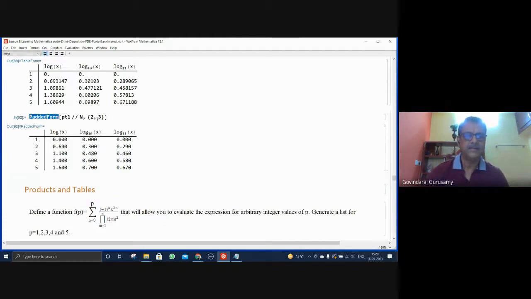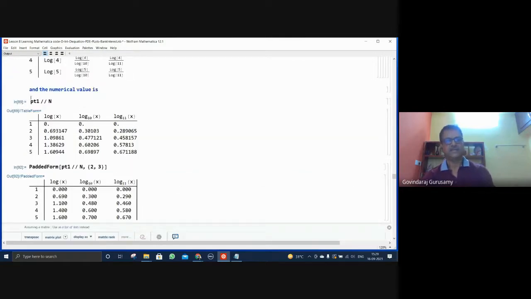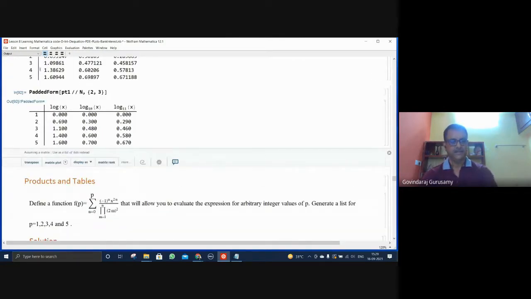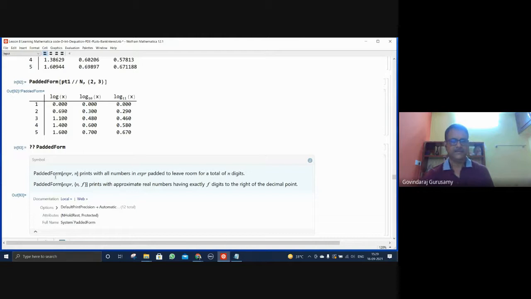Any numbers that are available here, you can convert them into this table in this form, and then the number of decimals which you are interested in can be fixed and then approximated also, and that will be tabulated in this form. That's the padded form, which is also an additional Mathematica code that is available for the table purpose and also for number approximation. This is an additional area.